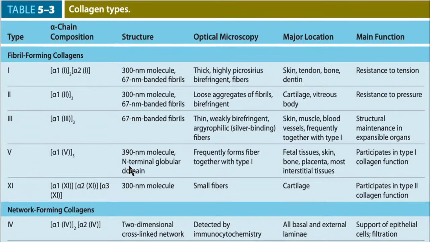Collagen type 5: diameter is 390 nanometers, with a terminal globular domain, and it is present in fetal tissue, skin, bone, placenta, and interstitial tissues of internal organs.